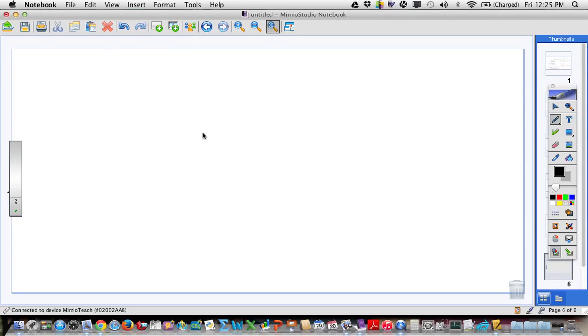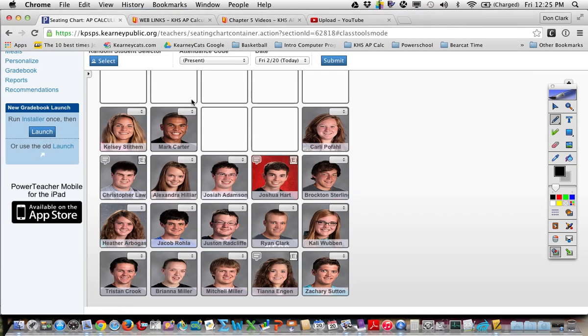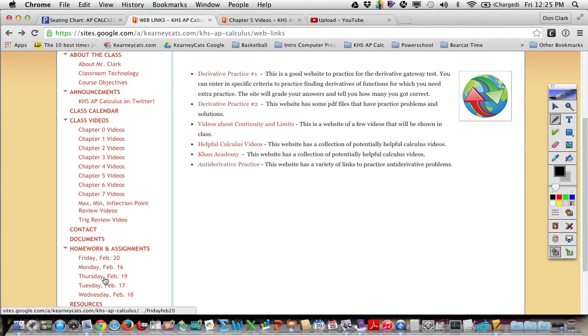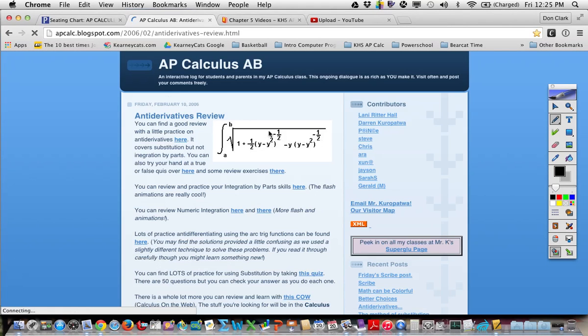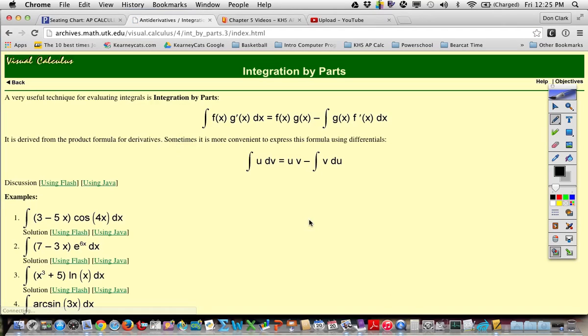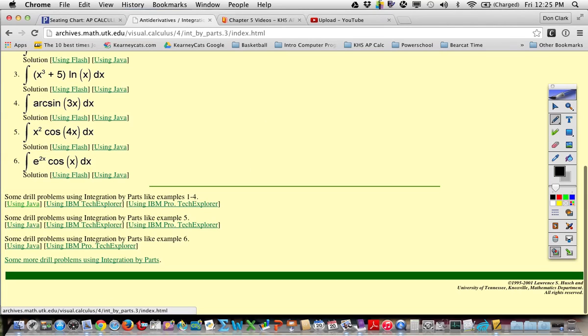Now, another one came up. I don't remember what made me think of it. Oh, I remember. If we go to our website here, down to the web links and the antiderivative practice, under this section where it says you can practice integration by parts. I finally did get this one thing to work. Did anybody try this on their computer? If you use Flash, I think that might work, or Java, whatever.